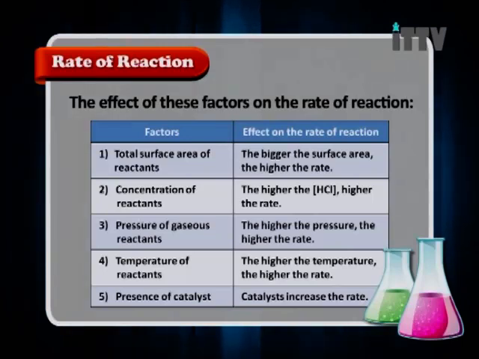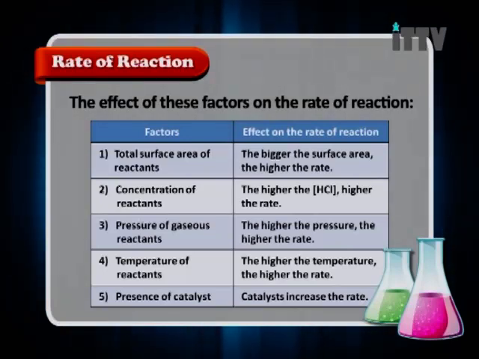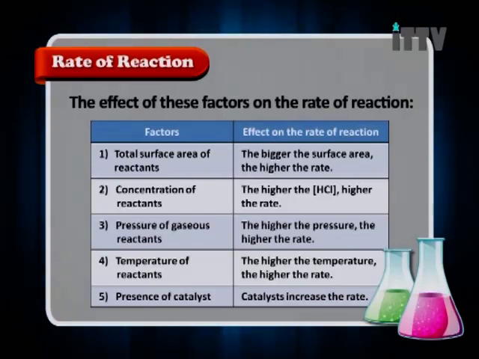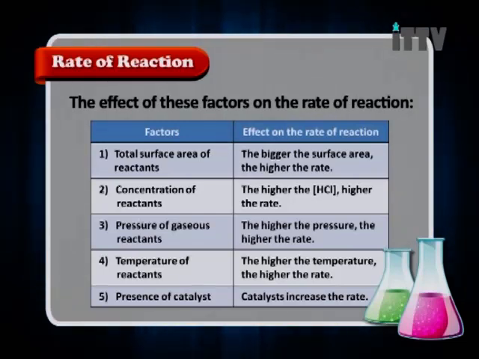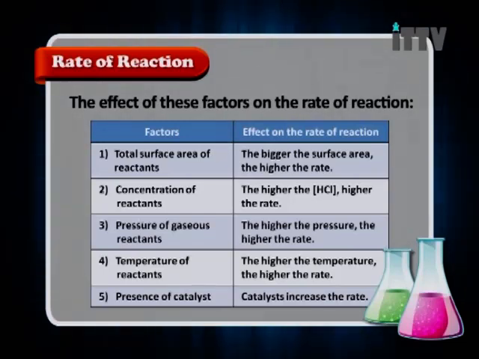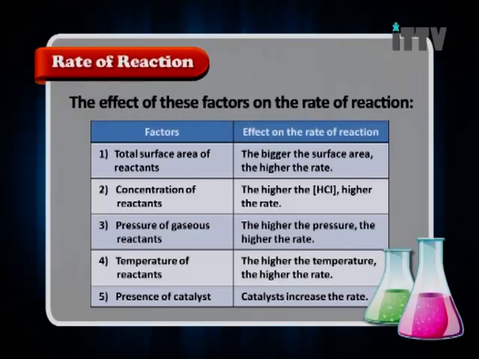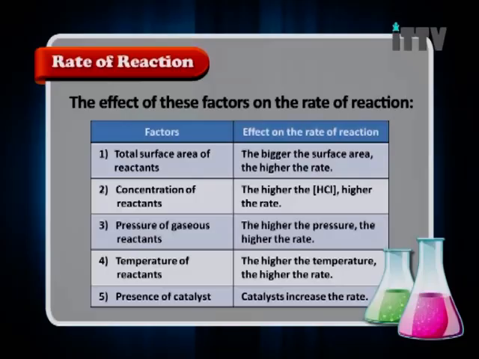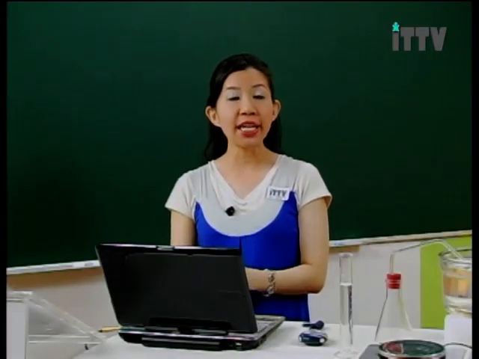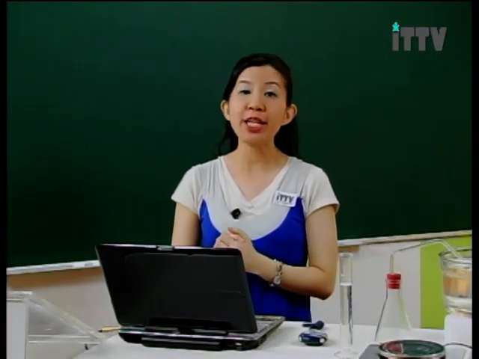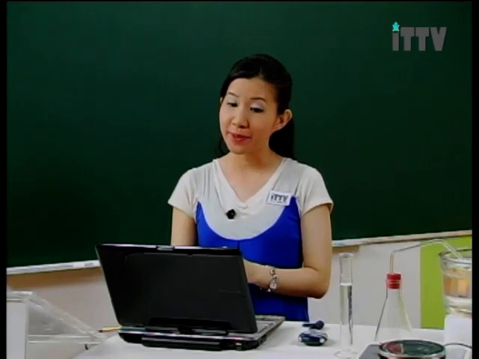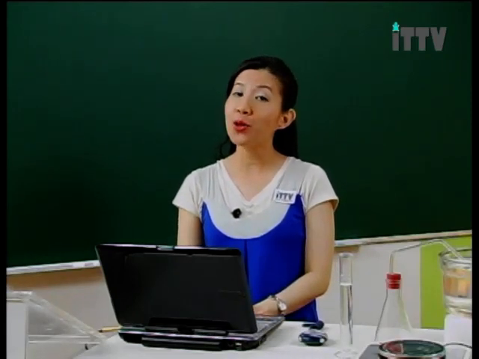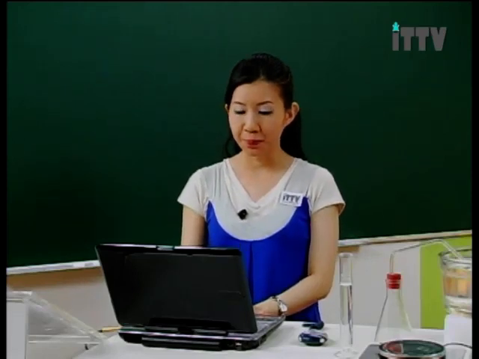Fourth factor that influences the rate of reaction will be the temperature of the reactants. The higher the temperature, the higher the rate of reaction. And last factor will be the presence of a catalyst. Now, catalysts increase the rate of reaction. More specifically, positive catalysts increase the rate of reaction. So these are the effects of the 5 factors on the rate of any reaction.